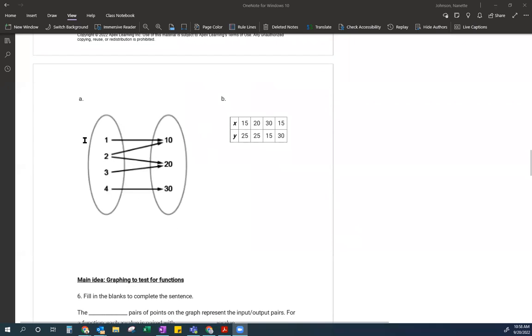All right, explain why each relation is not a function. So here, why isn't this a function? So you should pause it right here to figure out if these are functions. Go ahead and pause it and try.